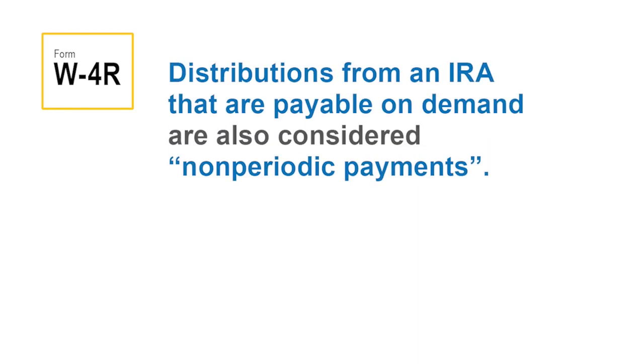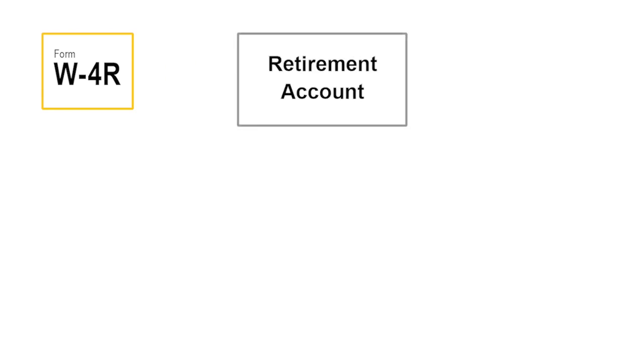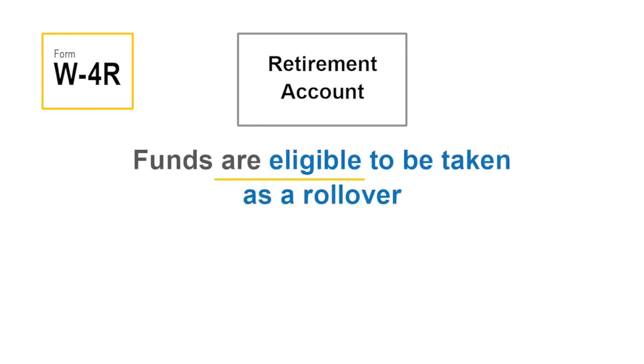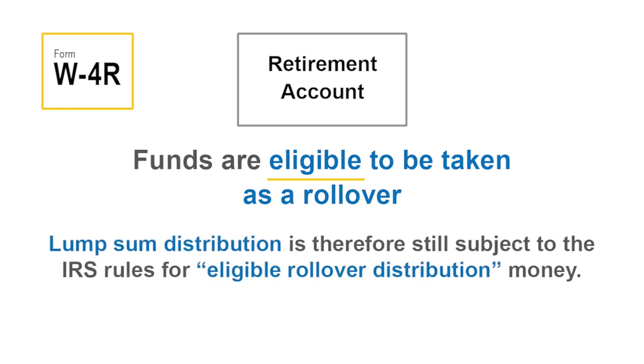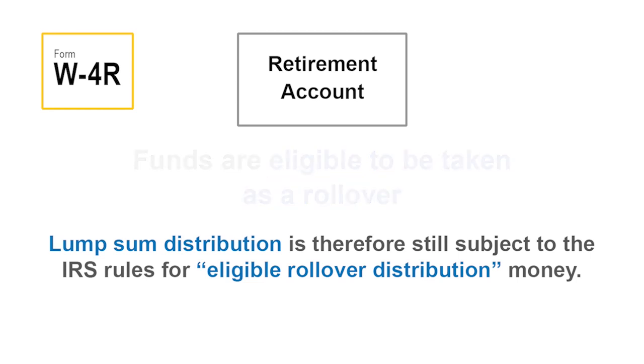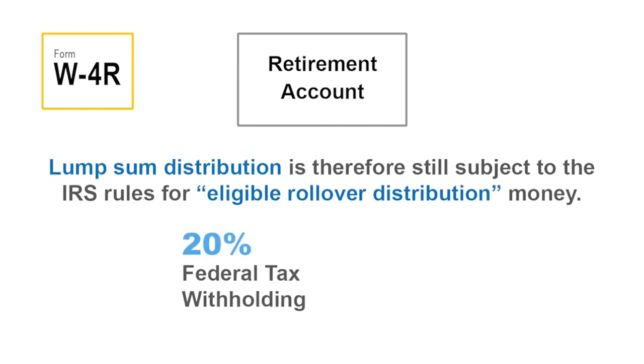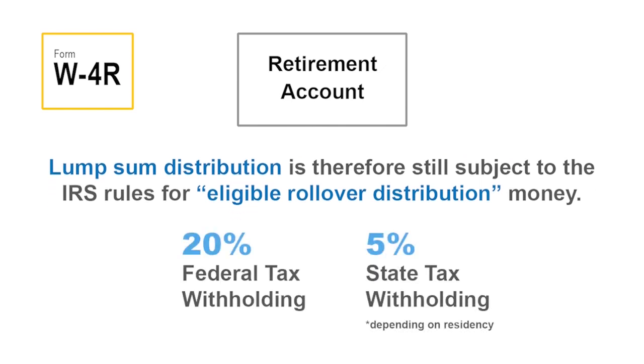Distributions from an IRA that are payable on demand are also considered non-periodic payments. So, regardless of what you are doing with the money in your retirement account, if those funds are eligible to be taken as a rollover, which our tax-qualified retirement accounts are, then even if you are going to take a lump sum distribution, not a rollover, the money is still considered subject to the IRS rules for eligible rollover distribution money, so we would withhold 20% federal tax.